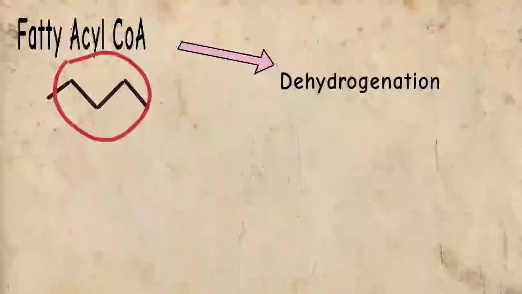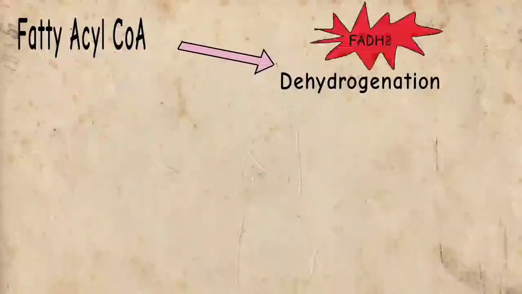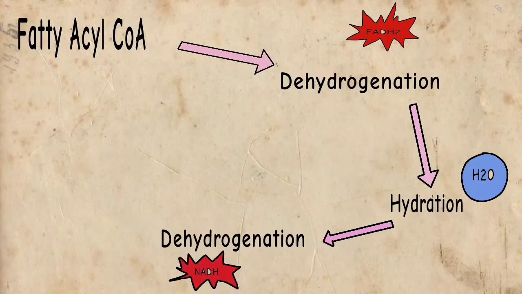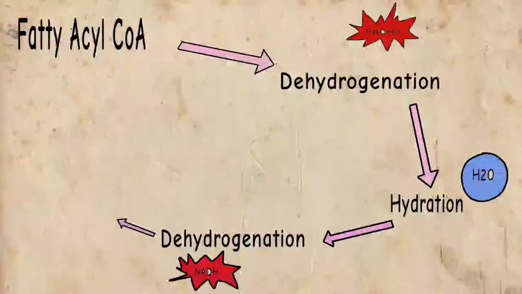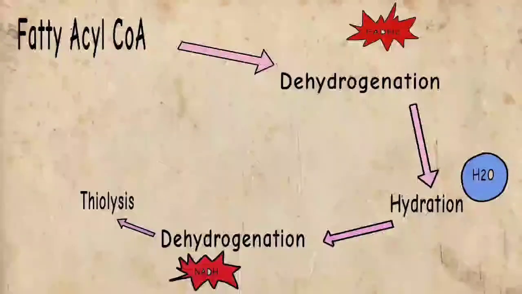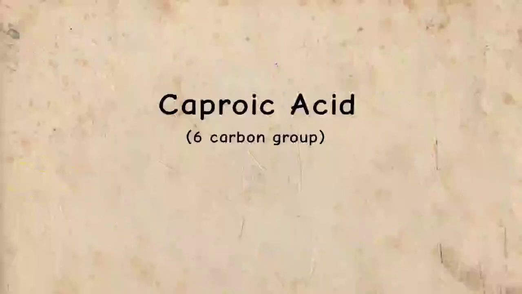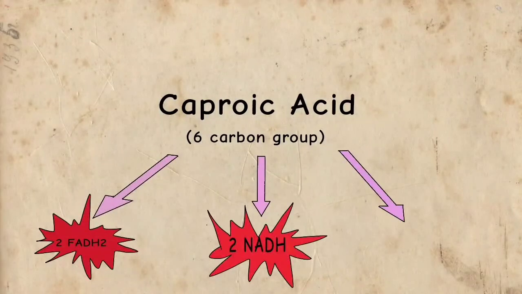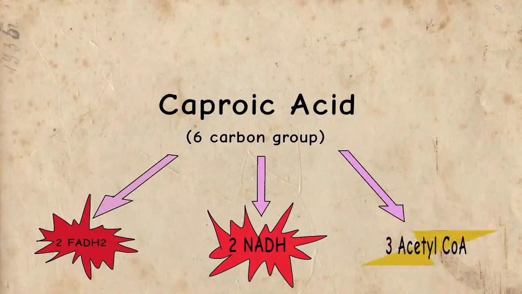This now will be the last repetition. The same cycle is followed. However, only 1 FADH2 and 1 NADH are produced, even if it is a 4-carbon. Meanwhile, in thiolysis, the 4 carbon groups are cleaved to produce 2 acetyl-CoA. To sum it up, caproic acid, a 6-carbon group, produces 2 FADH2, 2 NADH, and 3 acetyl-CoA.